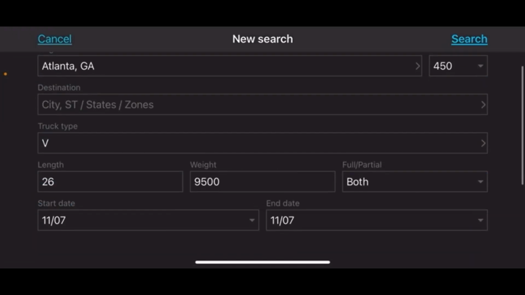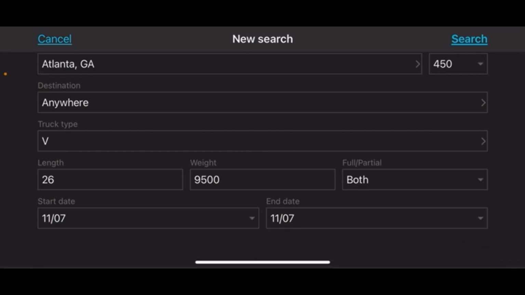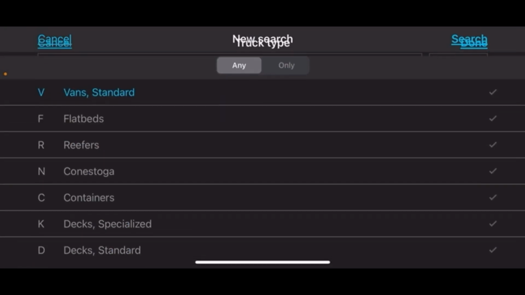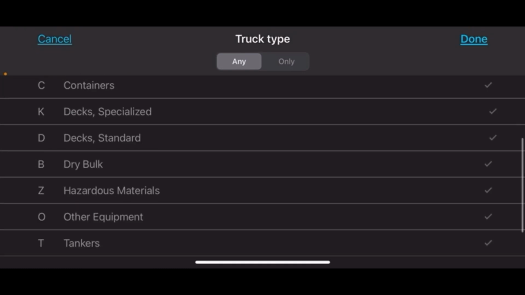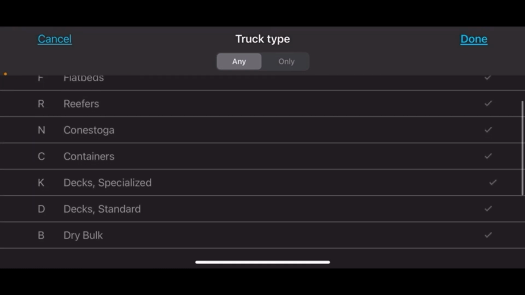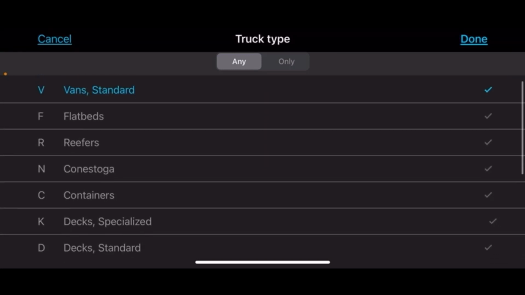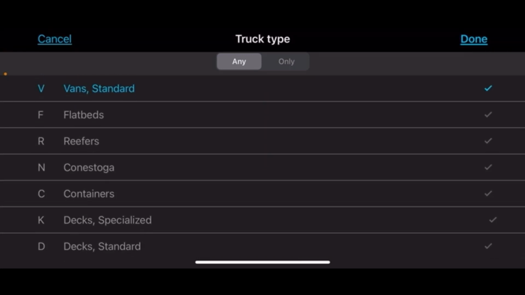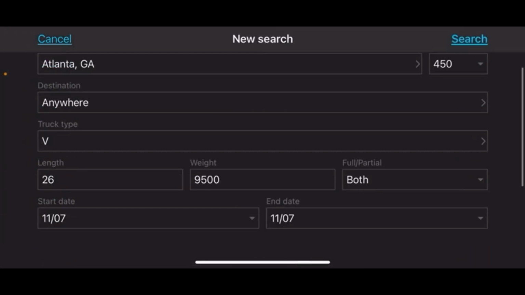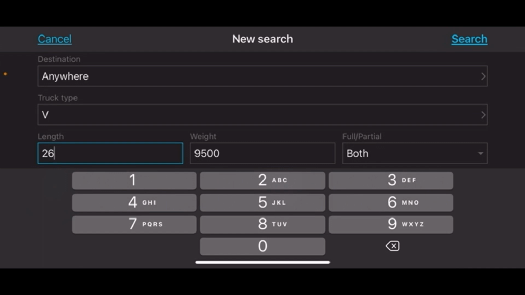The destination, I'm gonna put anywhere. Make sure, this is important, make sure truck type is van. Different load boards have different sections where you could hit straight truck or box truck, but our loads be considered as van. And with the length, you can see it's already set here, 26 foot.